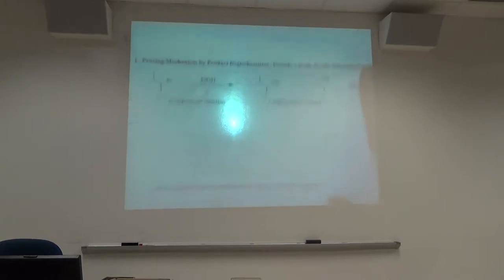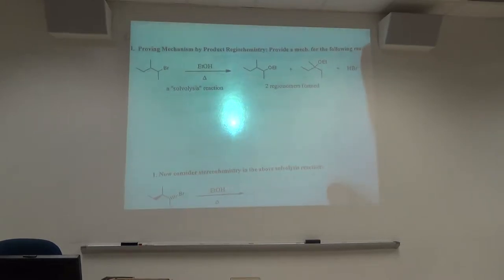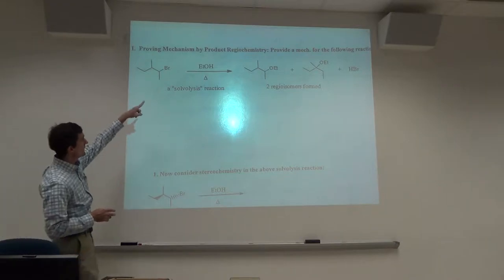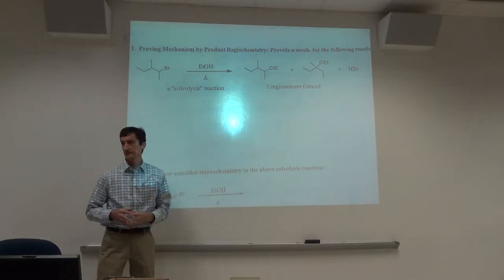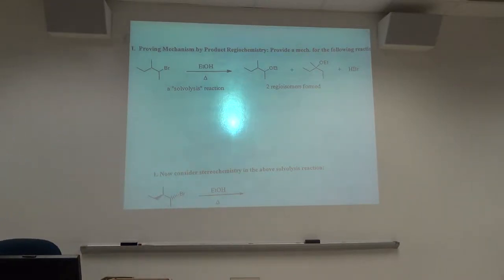is at the top of this page. Proving mechanism by product regiochemistry. If you look at this reaction, we have an alkyl bromide reacting with ethanol. The delta sign implies heat.